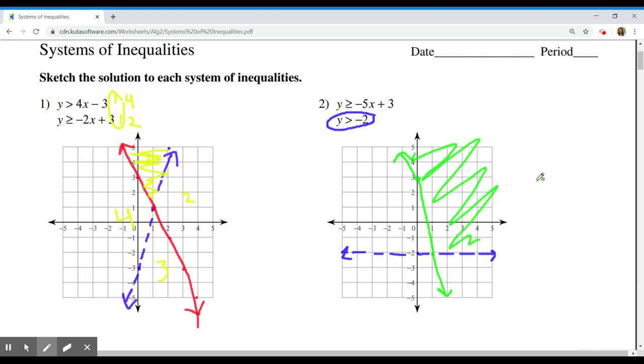You could always pick ordered pairs. So for example, I could pick 3, 3, and test it. I think for a lot of you, that's going to take more time than it needs, and you'll be fine with this type of work.